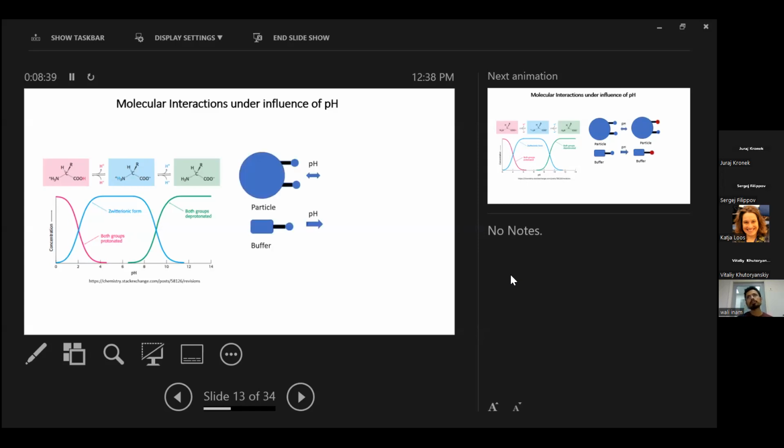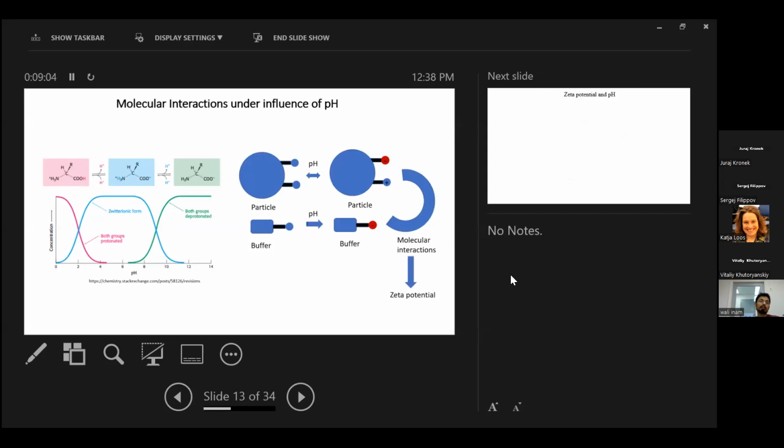So what if we change the pH of the solution? It should cause a change in the ionization states of the functional groups which are present on the particles and the buffers. And if the change in ionization is happening due to protonation or deprotonation, then the molecular interactions, how these particles and buffers may interact, might change. And the idea is that this can be reflected in the zeta potential.